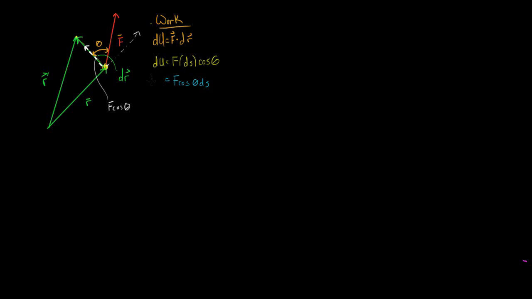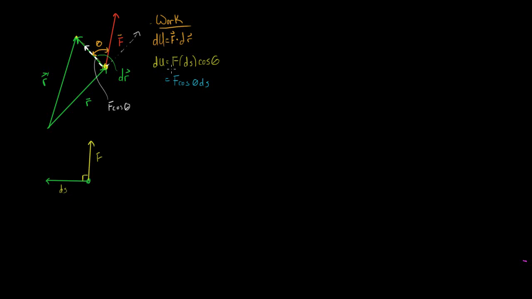Now, the other situation that may come up is if we have a perpendicular force. So if we have a particle and it moves from here to here, and we have a force that acts completely perpendicular to this motion, so this is a 90-degree angle. This is F. Again, we'll call this ds.